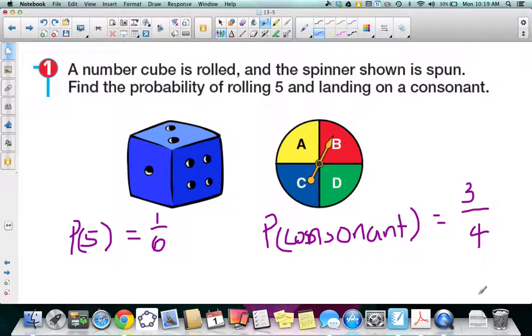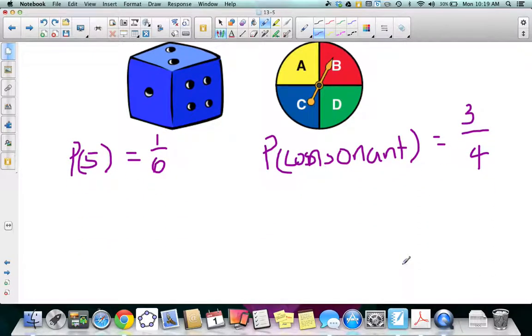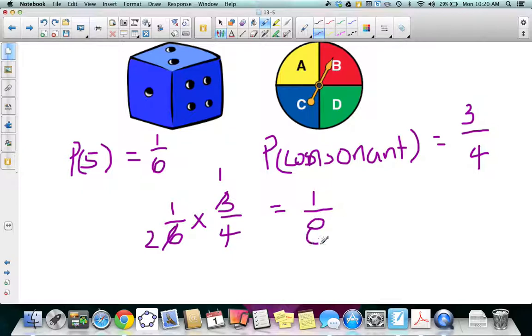Next thing we need to do is multiply our probabilities. So that would be 1 over 6 multiplied by 3 over 4. And cross canceling, that's a 1 and that is a 2. The probability of rolling a 5 and a consonant would be 1 over 8.